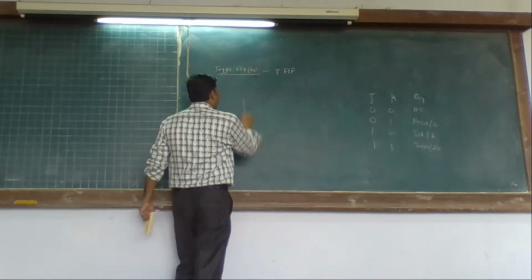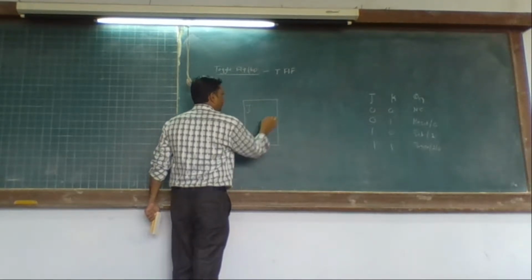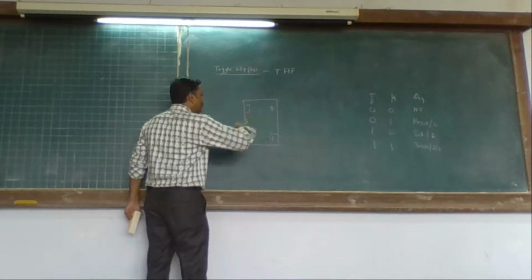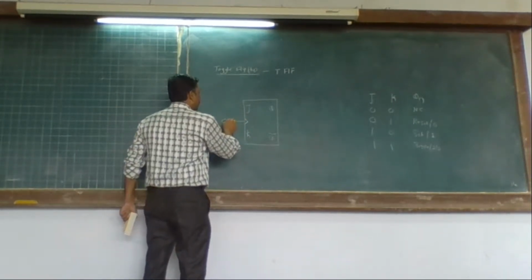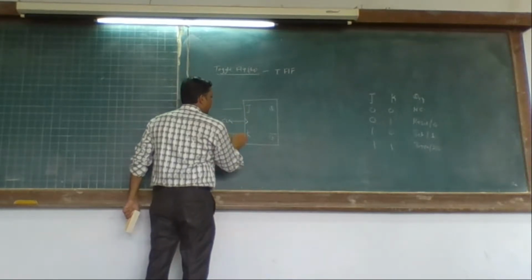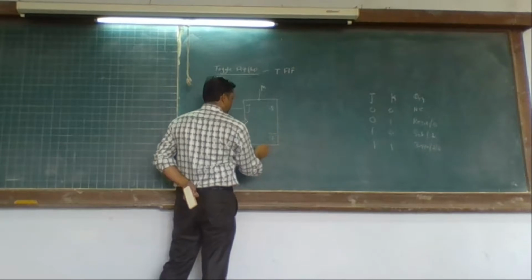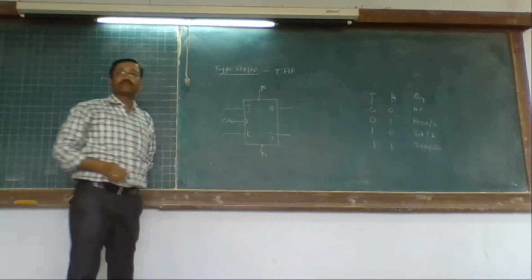Right? So we'll draw the JK flip flop first. J, K, Q, Q bar. Along with this, what else is needed? Clock pulse. So we have the clock, inputs J and K, and along with this, we have preset and clear. Outputs are Q and Q bar.